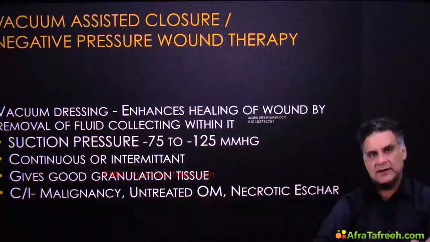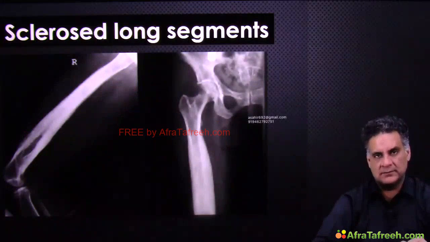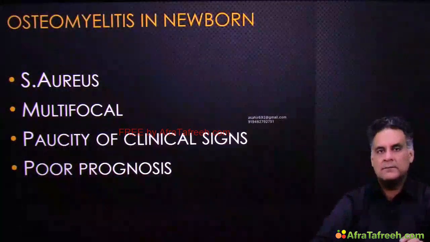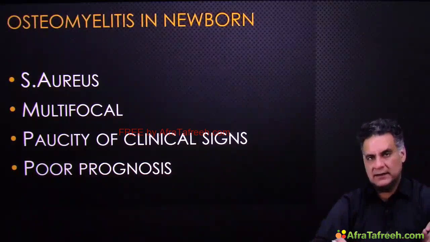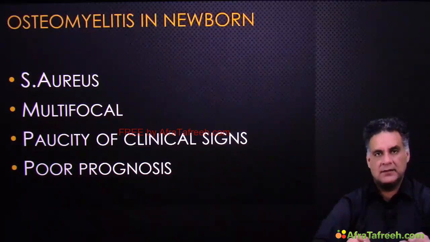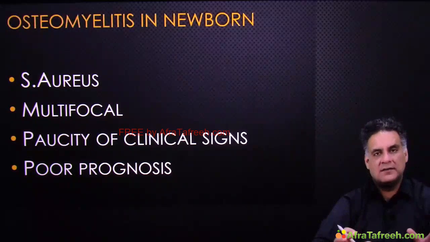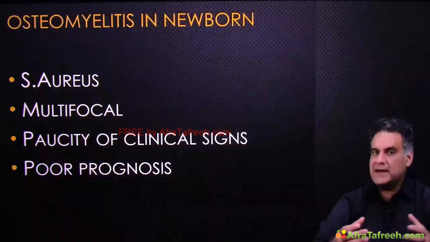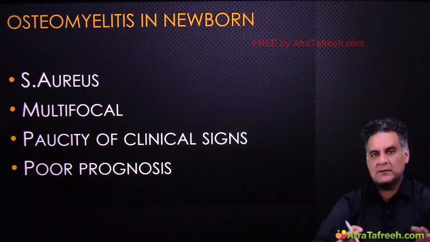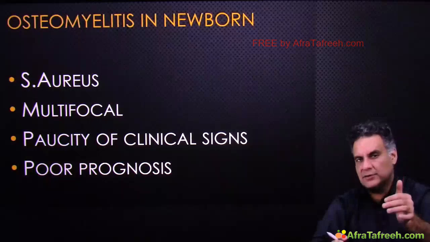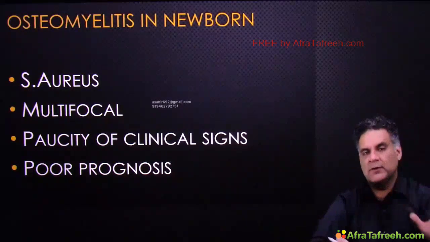This spot diagnosis is very often asked. This is long bone sclerosing infection. Newborn is a state of immunodeficiency. That is why the infections will involve multiple bones. The clinical signs will almost not be there. Staph aureus is the commonest organism. Spread of infection is always hematogenous. The metaphysis is commonly affected, and it is difficult to diagnose. Clinical signs are almost not there. That is why prognosis is poor.